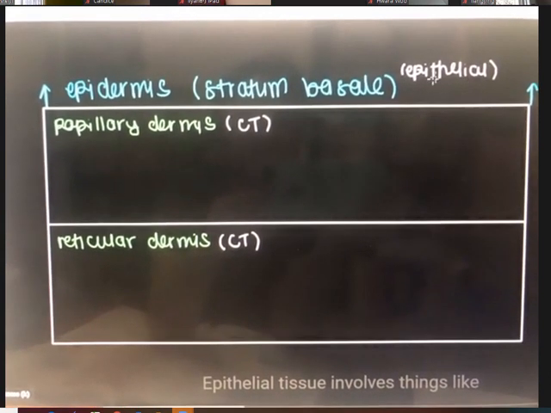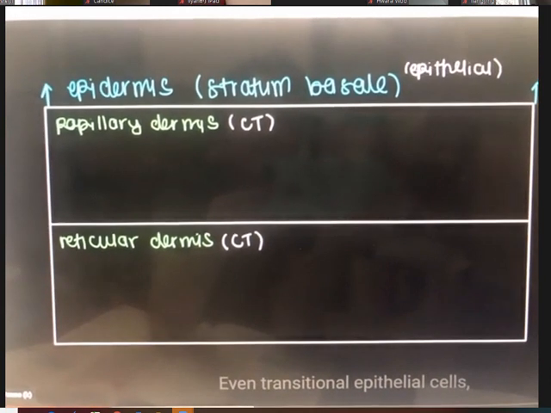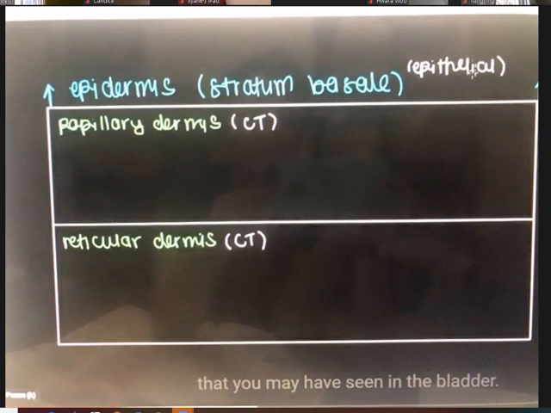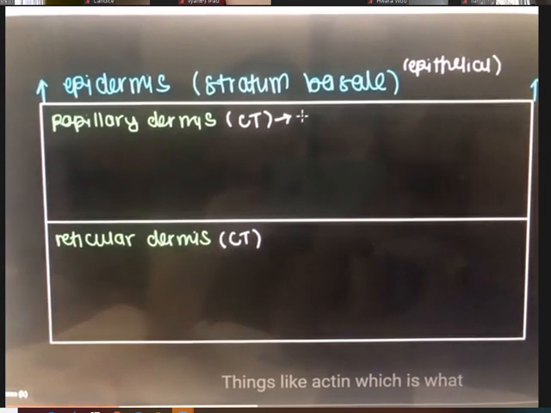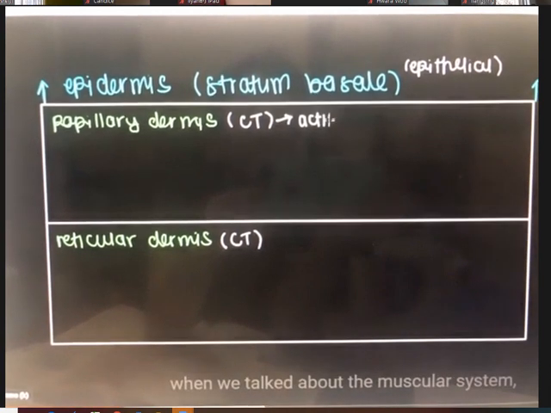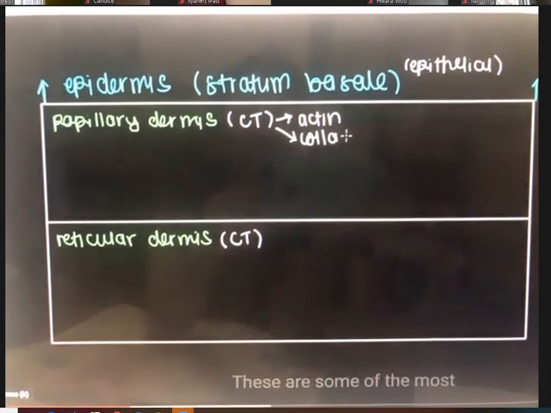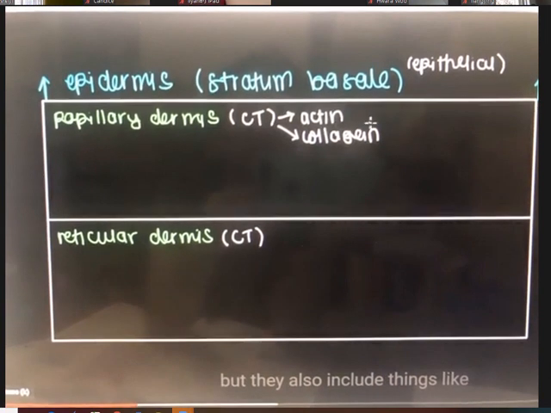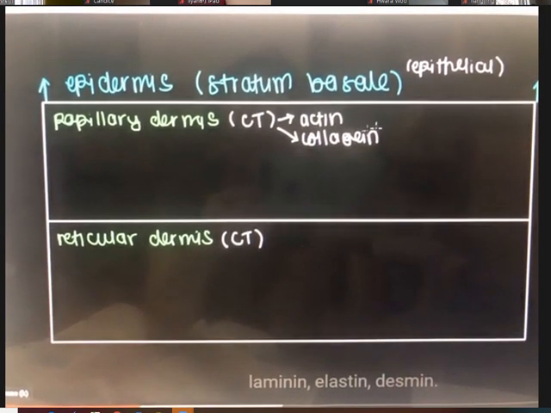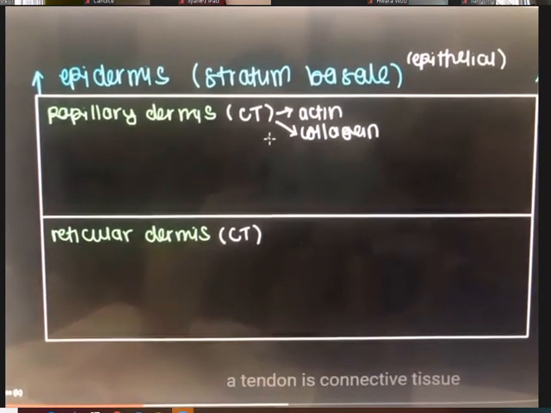Epithelial tissue involves things like simple squamous epithelial cells, columnar epithelial cells, even transitional epithelial cells that you may have seen in the bladder. And your connective tissue contains a litany of other proteins, things like actin, which is what you must have heard of when we talked about the muscular system, or collagen, which is another structural protein. These are some of the most popular proteins you see mentioned when we talk about connective tissue, but they also include things like laminin, elastin, desmin. Connective tissue mainly holds things together. If you remember, a tendon is connective tissue that holds the muscle onto a bone.